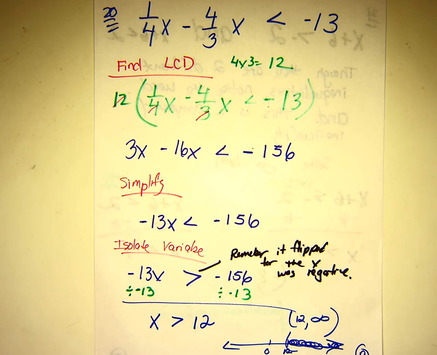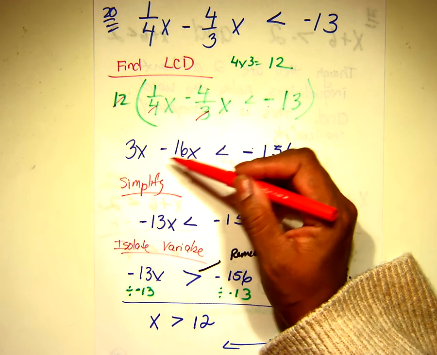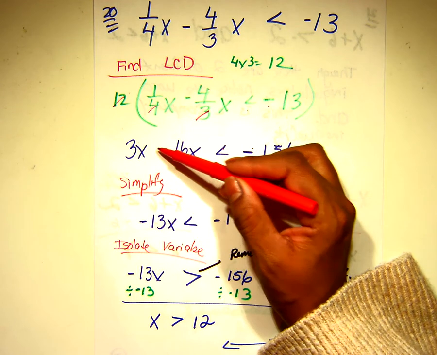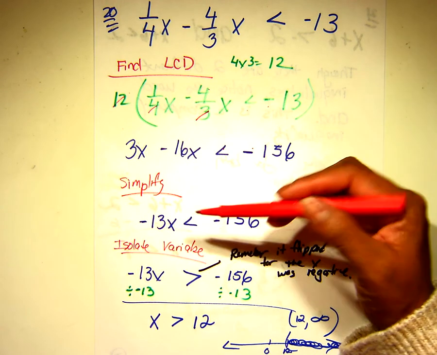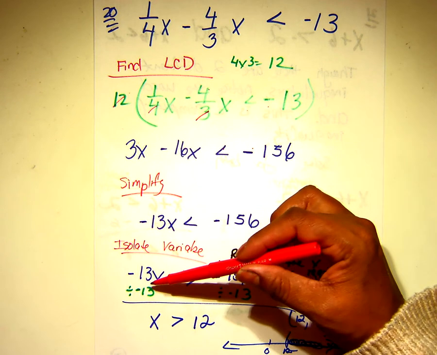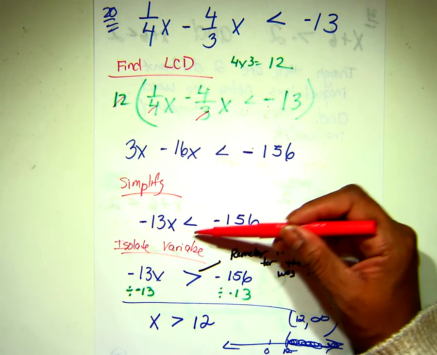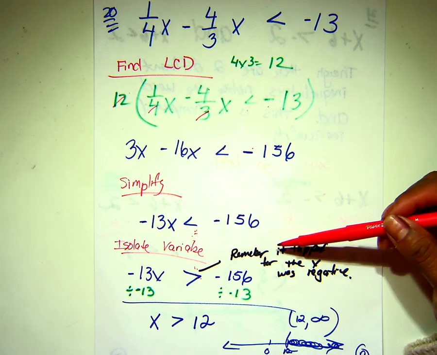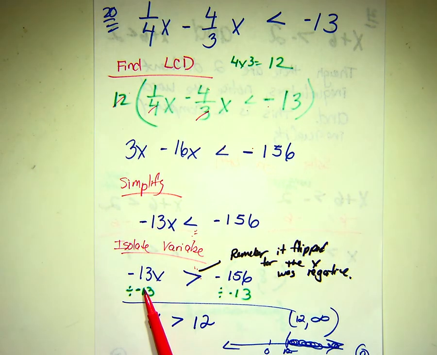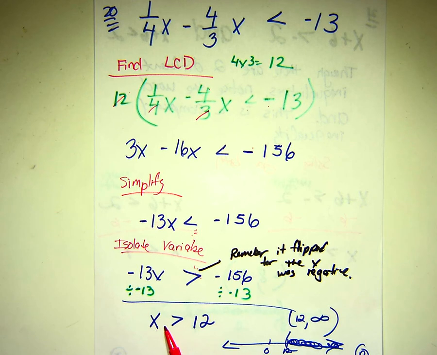Yay! Now we're going to combine our like terms right here. Notice how your x's are both on the same side. So 3 minus 16 gives you negative 13x less than negative 156. We're going to isolate our variable by dividing both sides by negative 13. But remember, notice from here to here, everybody see that? It flipped because that x was what? Negative. That is a general rule: you're going to flip it when your x is negative. So now I got negative 13x greater than negative 156. Divide both sides by negative 13. I know that my final answer is x is greater than 12.